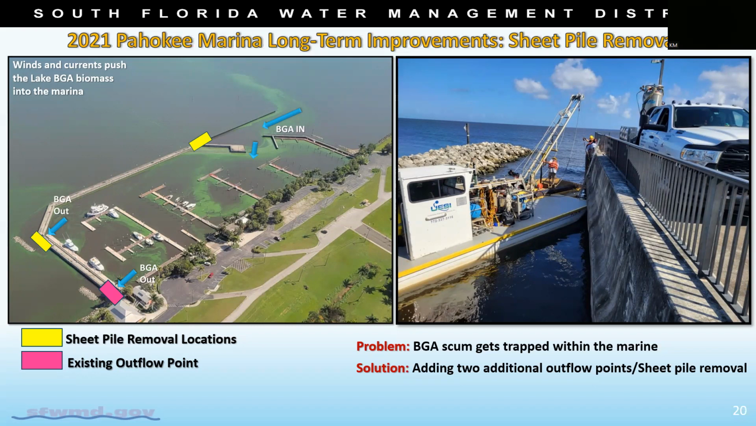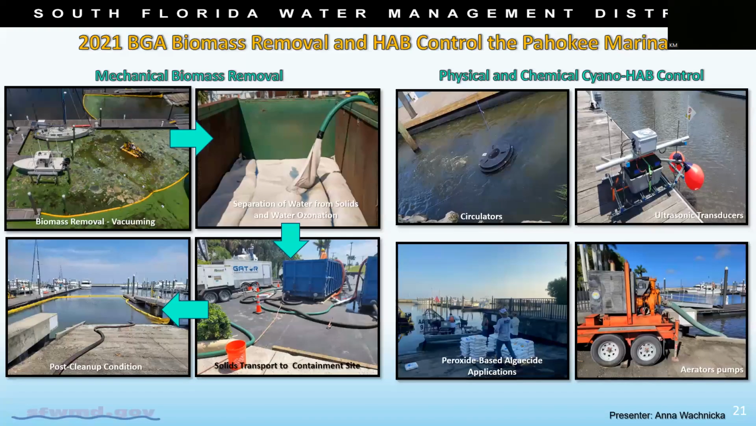So what we did, long-term improvements included removal of pieces of sheet pile that form the protective wall. And we did it at the points where we usually saw high accumulation of biotoxins and biomass. So this point and this point, and that was the third original point that was already there. That slightly improves the movement of water, allowing the water to move out and take the biomass with it. So that was one improvement that we made.